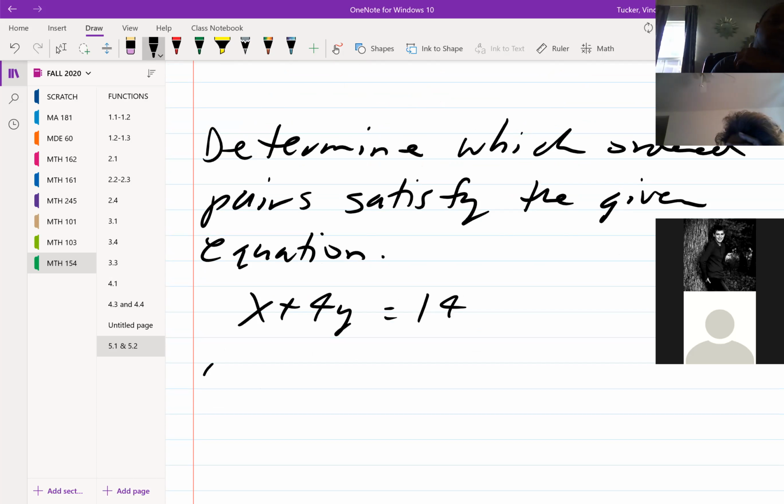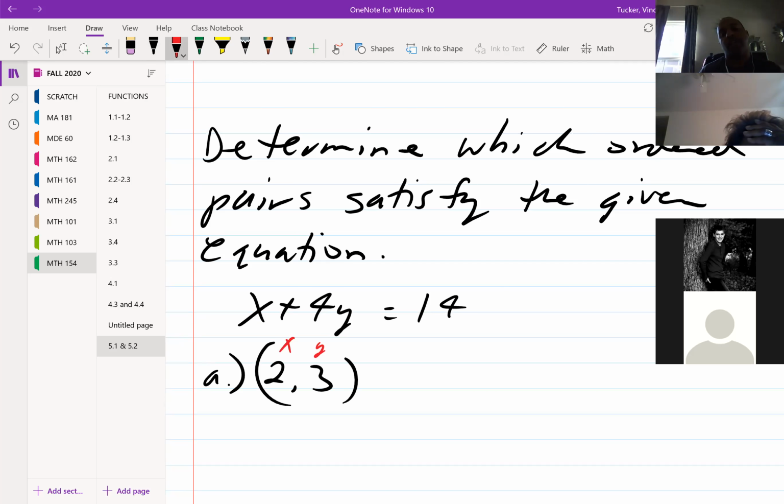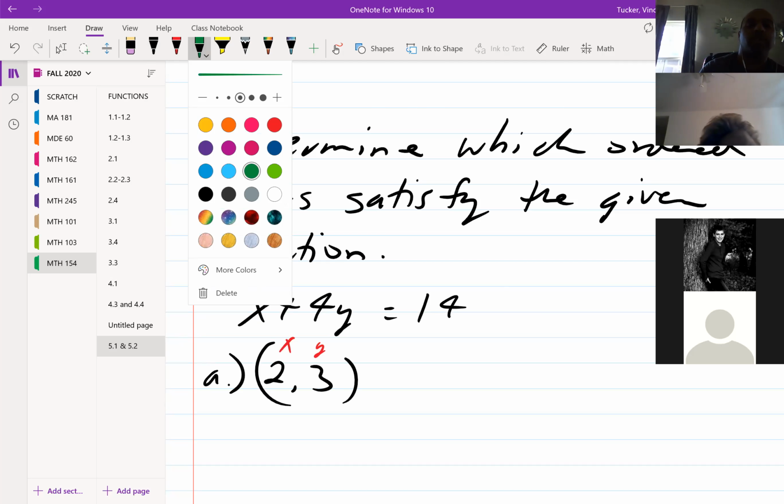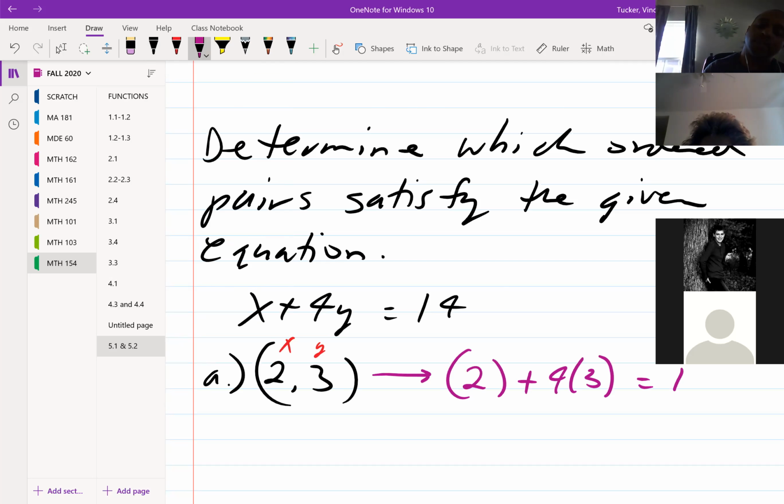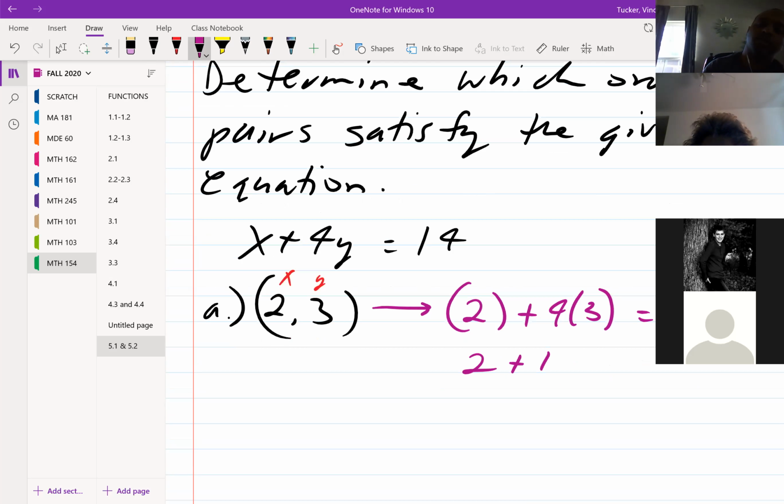So the first one we're looking at, 2, 3. What do you mean by satisfy the given equation? I mean, is it a solution? The way you would know that is by plugging it in and seeing if you get a true statement. Don't forget, the first value is x, the second value is y, and you plug that in accordingly. So we have x plus 4y equal to 14. So it's going to be 2 plus 4 times 3 equal to 14. 2 plus 12 equal to 14. 14 equal to 14, which is true.